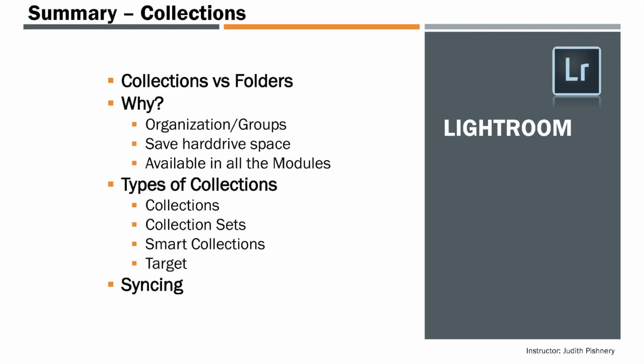All right, so why organization in groups? It saves hard drive space, and your collections are available in all of your other modules. Types of collections: regular collections; the collection set, that's the box that holds them; the smart collection that's set by metadata or ratings, however you want to set that up to find specific images; and a target collection, so you can easily add images to a collection just by making it a target.